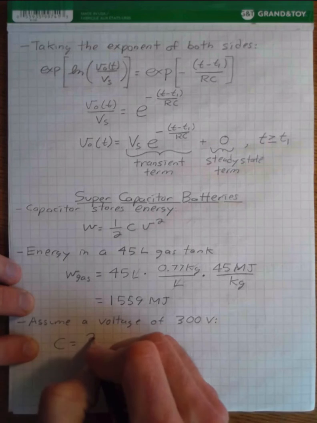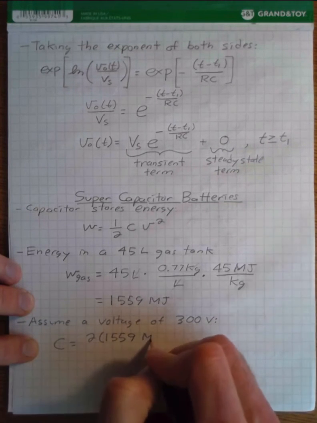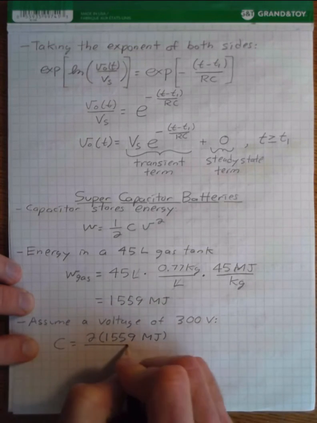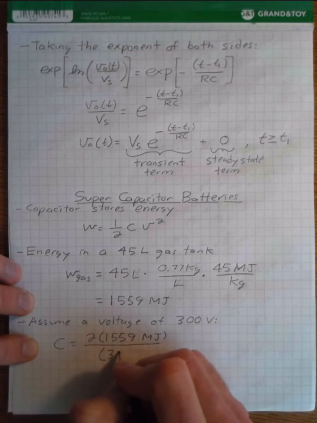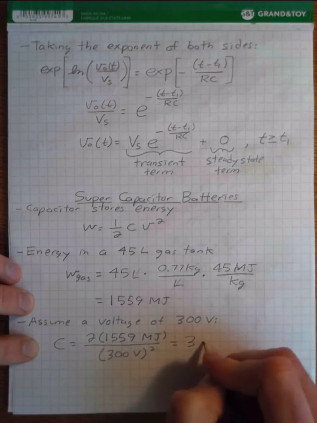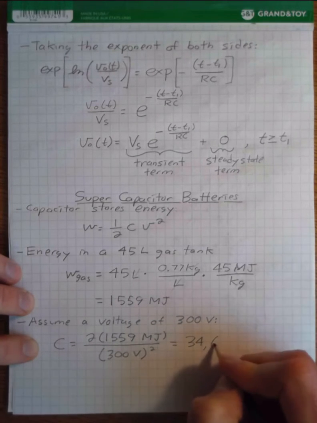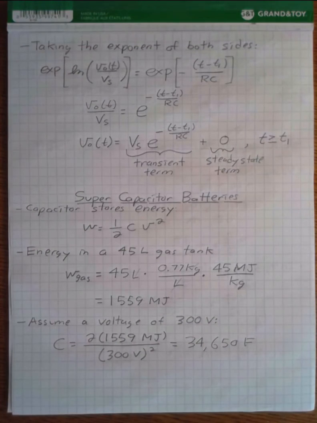And so it would be equal to 2 times 1,559 megajoules divided by 300 volts squared. And so that gives us 34,650 farads. So the question, I guess, now is, is 34,000 farads big for a capacitor? And the answer is, yeah, it's really, really big.